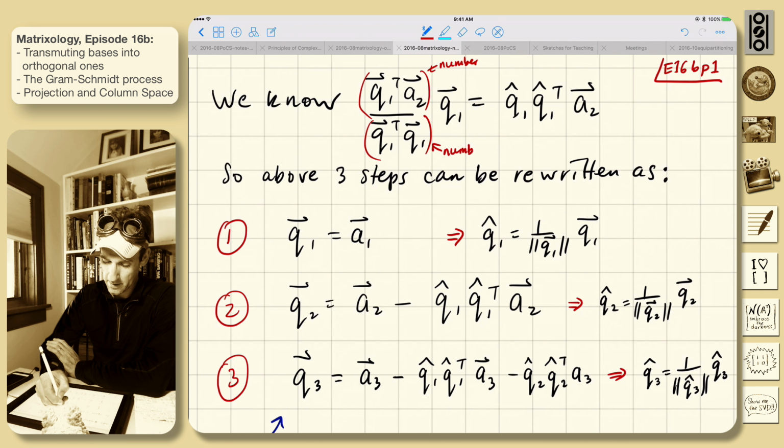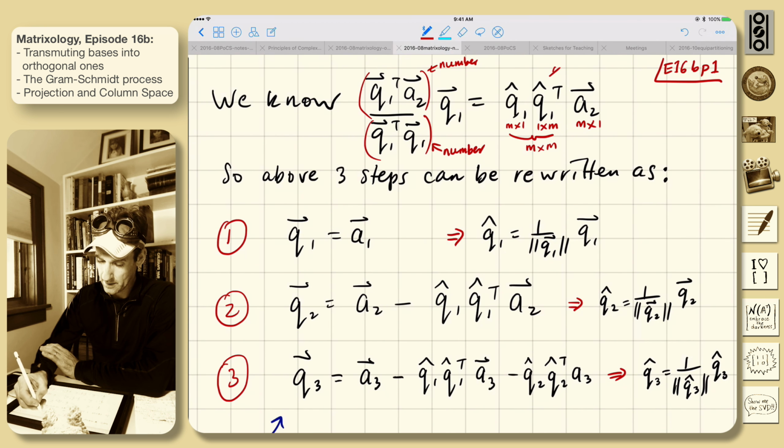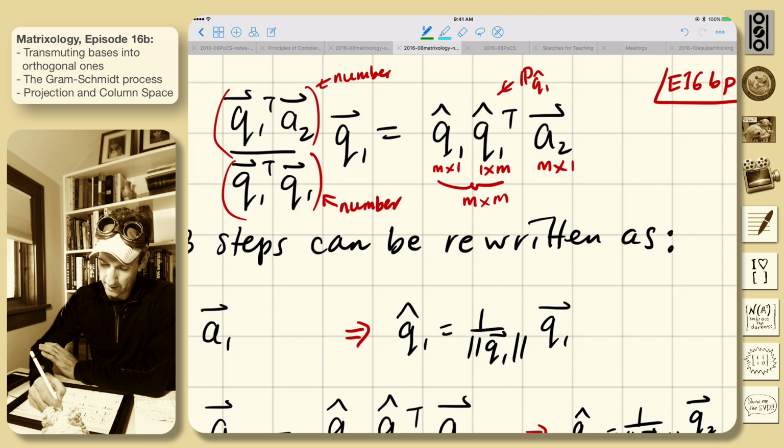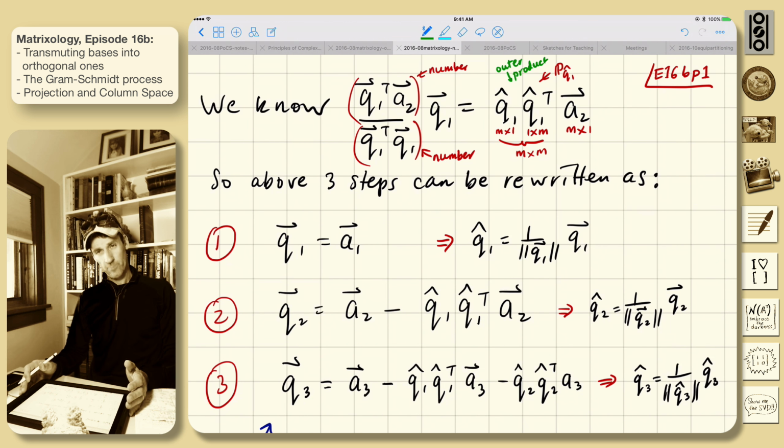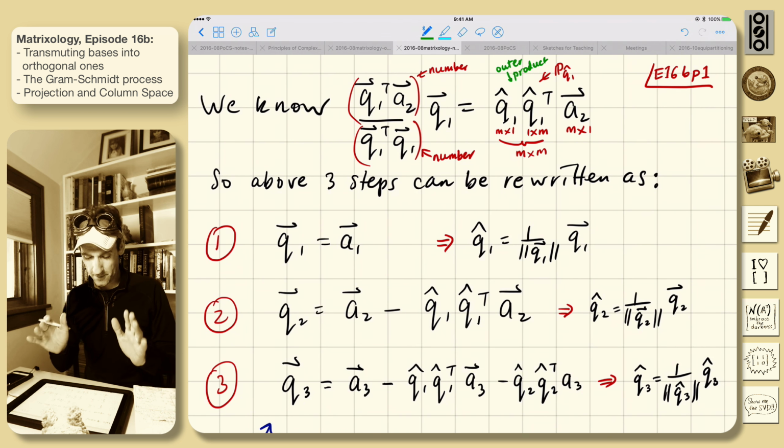They're inner products. But over here, this is an m by 1. This is a 1 by m. And this is an m by 1. Right? So this is an outer product. It's an m by m. This is a matrix. This is p, q, 1. Right, this is an outer product. Cool. So that's going to be helpful for us in a little bit.